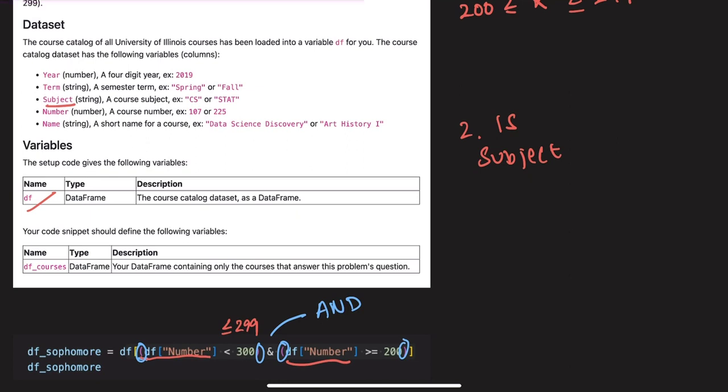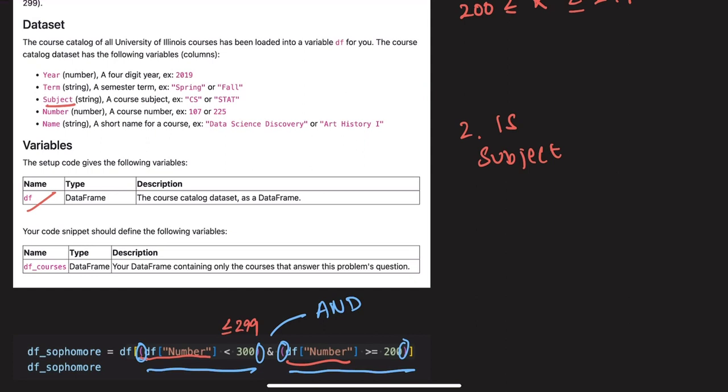If we use an OR, that would mean that we only wanted one of the conditionals to be true. So for example, we would have rows with 400 level classes because the 400 level classes satisfy this conditional even if they don't satisfy this conditional. But we don't want 400 level classes. We only want things that are between 200 and 300, which is why we're using an AND.